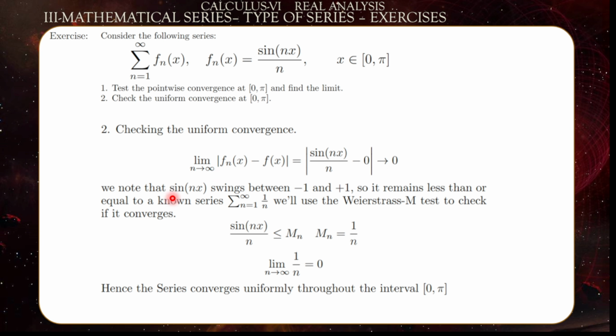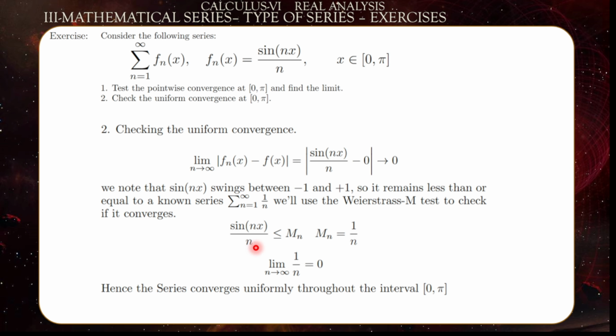Now we note that sine nx swings between -1 and +1, so it remains less than or equal to a known series, which is sigma n equal 1 to infinity of 1 divided by n. We will use the Weierstrass M-Test to check if it converges. So we know that sine nx divided by n is less than or equal to M_n, with M_n being equal to 1 over n. Why? Because at its maximum, it's equal to 1 over n.